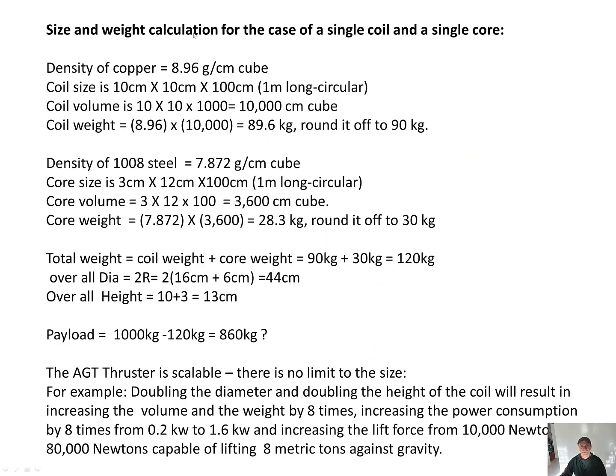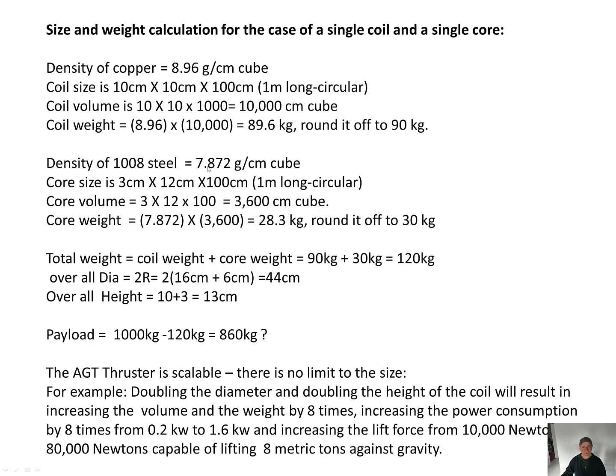Size and weight calculation for the case of a single coil and a single core. Density of copper is 8.96 grams per cubic centimeter. Coil size is 10 centimeters by 10 centimeters by 100 centimeters, which is 1 meter long, circular. Coil volume is 10 by 10 by 1000, which is 10,000 cubic centimeters. Coil weight is 8.96 times the volume, which is 89.6 kilograms, rounded off to 90 kilograms.